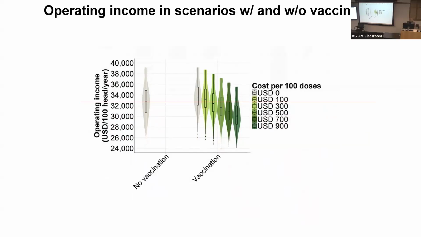So here I'm comparing no vaccination and vaccination against operating income. Again, operating income is the income from sale of animals minus everything they have to spend on. And the problem is that because this is not a commercially available vaccine, we don't actually know how much the vaccine costs. And so we address this by several scenarios, assuming that vaccine costs $0 or $100 or $300 per 100 doses. How would that impact the bottom line for the farmer?